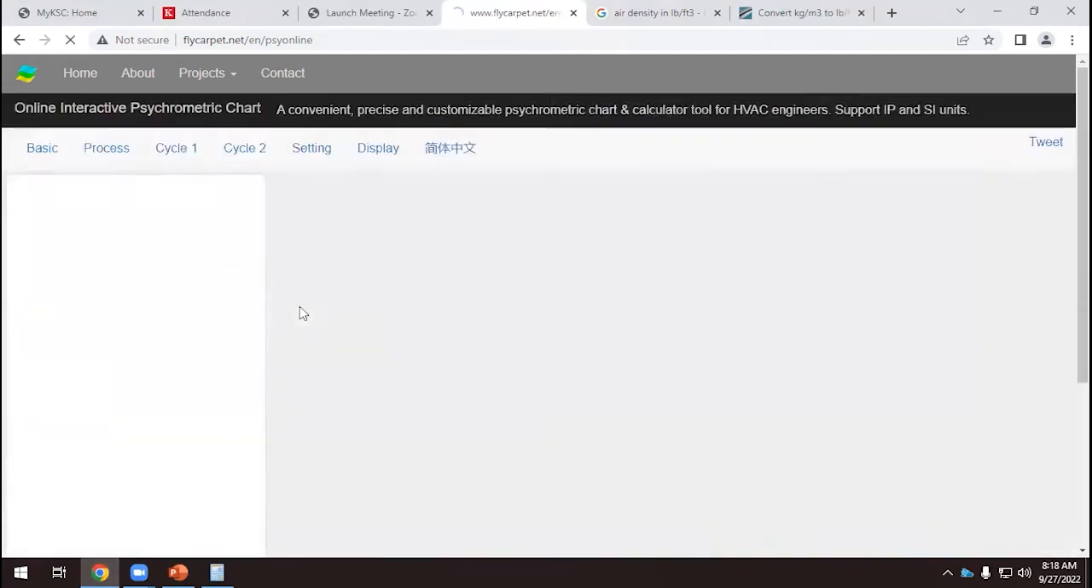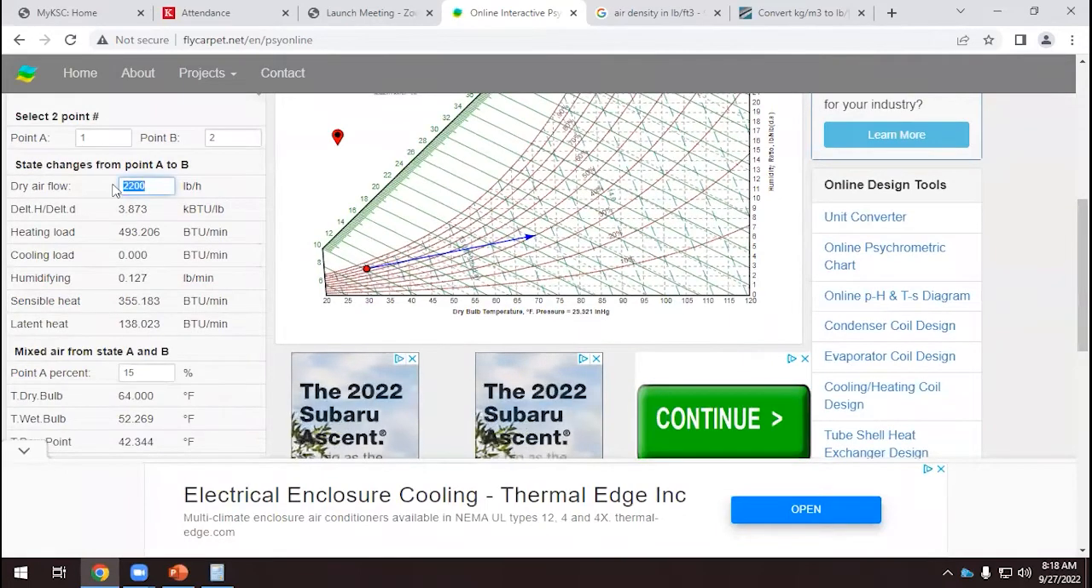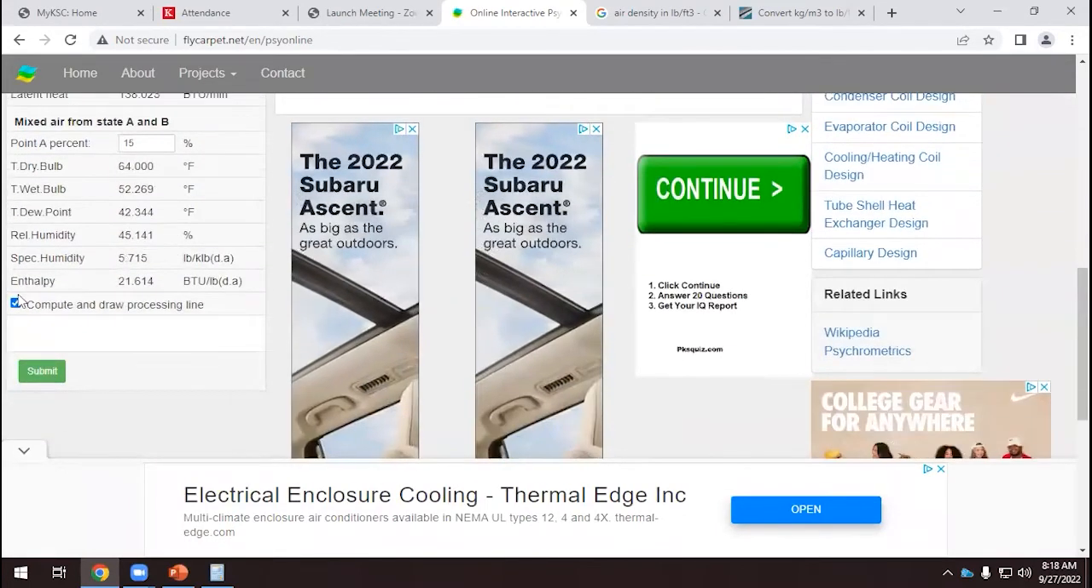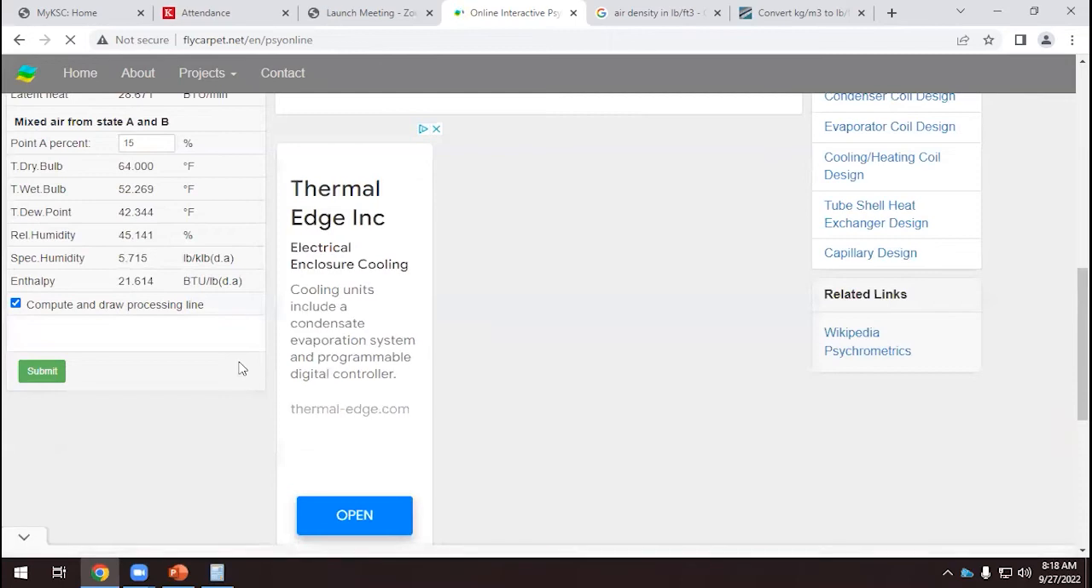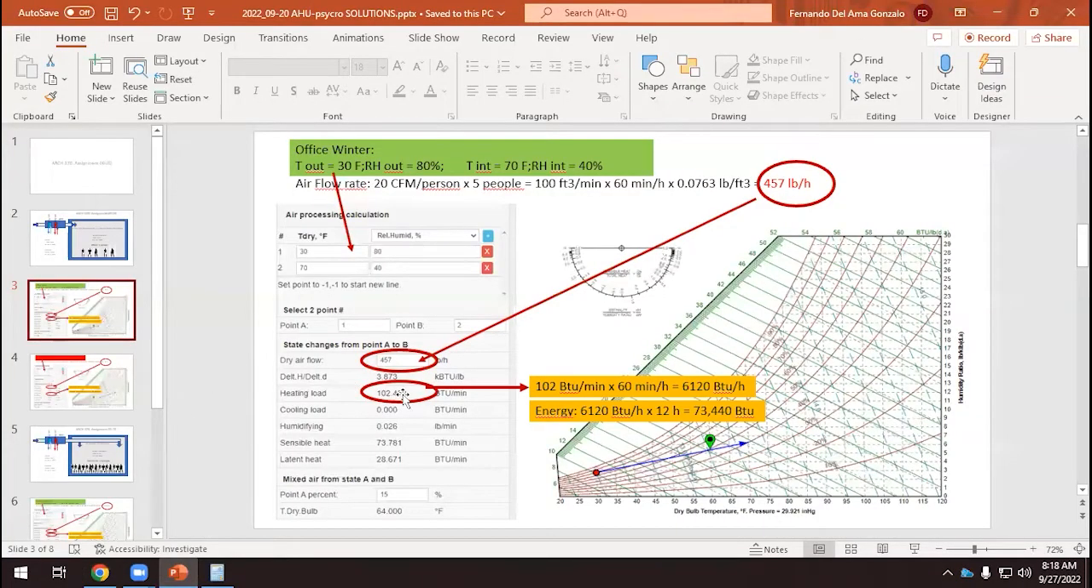4.7 and 4.7. And now submit again. And this should be 102. And here we have 102. Okay, so that's it. But these are BTU per minute.